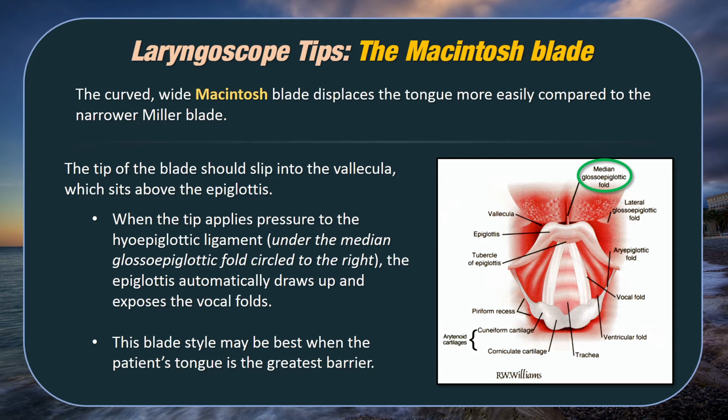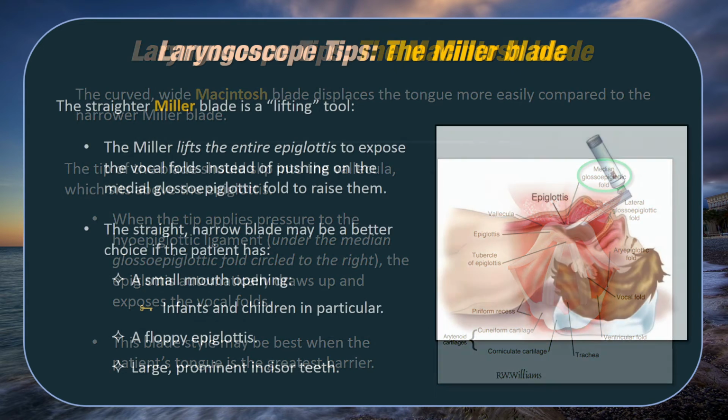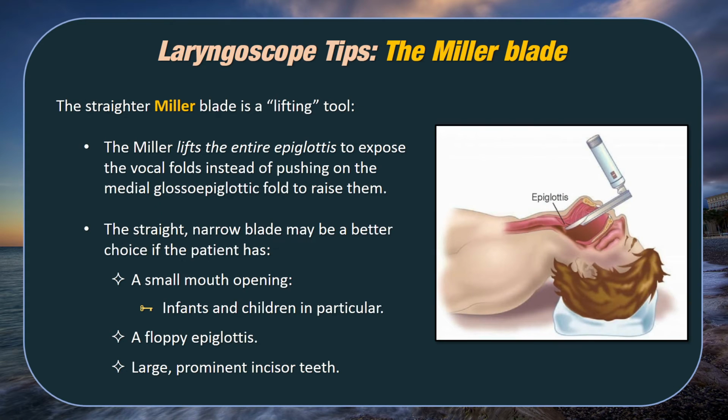Remember, once we go in, we're going to the vallecula, and we're going to place the tip of the blade right there into the vallecula and lift. As this moves the epiglottis, it'll start to lift that epiglottis up and make a good clean view of the vocal cords. The straight Miller blade is once again a lifting tool.